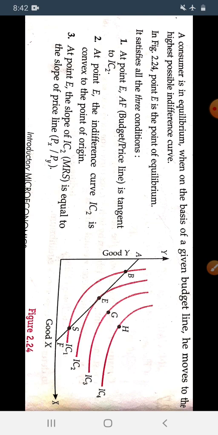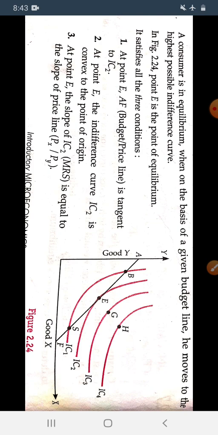Budget line simply means that a consumer purchases those combinations of goods that he can afford with a given level of income. Without a given level of income, he cannot consume any commodity. So when the consumer wants to purchase something, firstly they have to see their income. The income of the consumer should be equal to the expenditure of the consumer. It should not be less than the expenditure of the consumer.